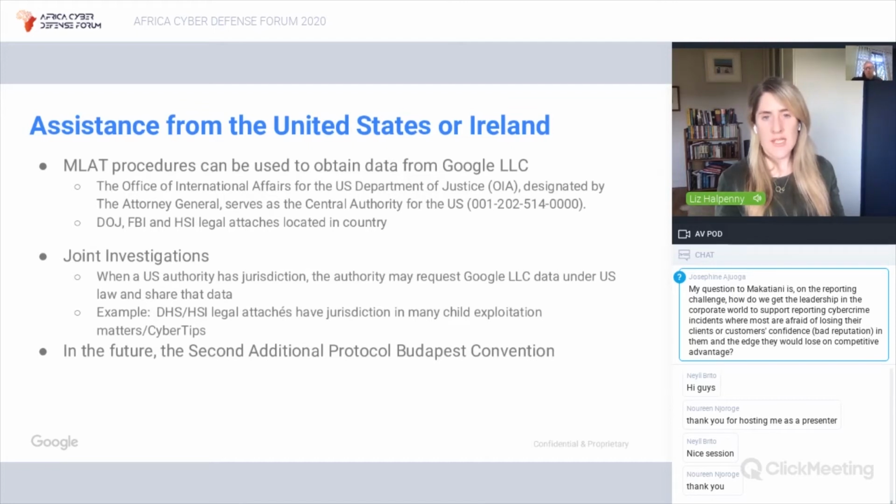One helpful thing is where there is a joint investigation. Let's say the FBI are in a joint investigation, including, for example, for child exploitation, with local law enforcement in a country such as Kenya. That US authority can go directly to Google LLC and request the data without having to go through the mutual legal assistance process. They can then hand the data over to the Kenyan authorities if they're engaged in a joint investigation. It can save some time, as I appreciate that the mutual legal assistance process can be extremely burdensome and time consuming.